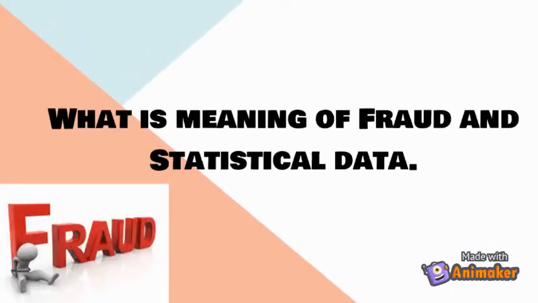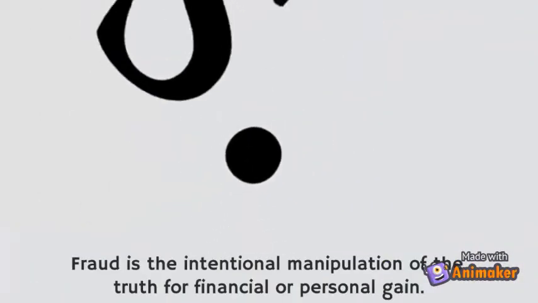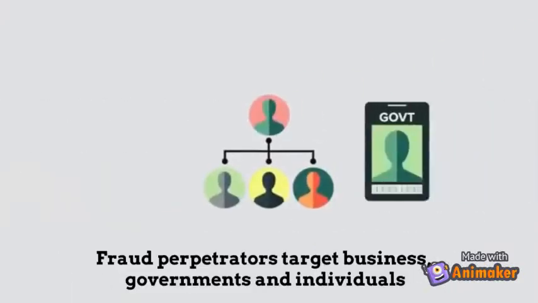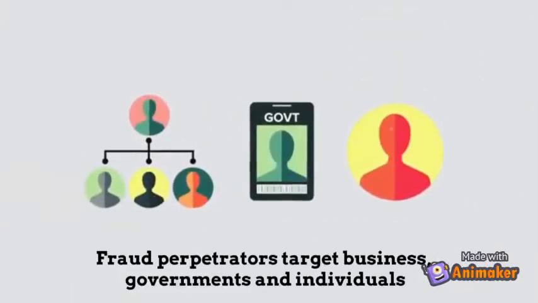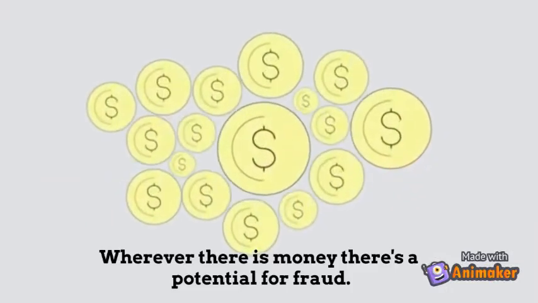Today I would like to explain what the meaning of fraud is, and some statistical data. Well, what is fraud? It's more than just what makes headlines. Fraud is the intentional manipulation of the truth for financial or personal gain. Fraud perpetrators target businesses, governments and individuals. Wherever there is money, there's a potential for fraud.